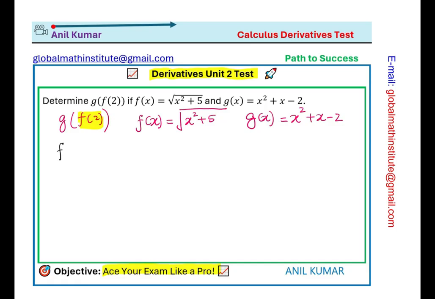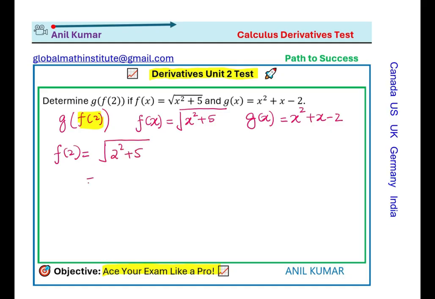Let's find what f of 2 is. Let's begin with the inside function f of 2. F of 2 is the value of the function when x is 2. So we are going to substitute 2 in the function. So we get the square root of 2 squared plus 5, which is the square root of 4 plus 5, which is the square root of 9, and that is equal to 3. So we know f of 2 is 3, right?